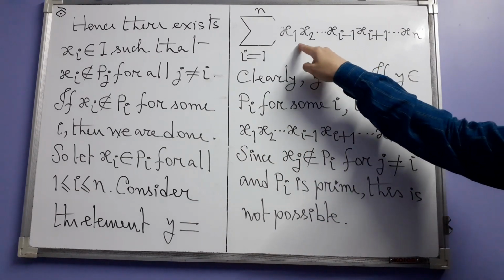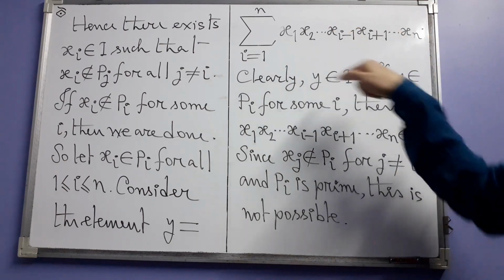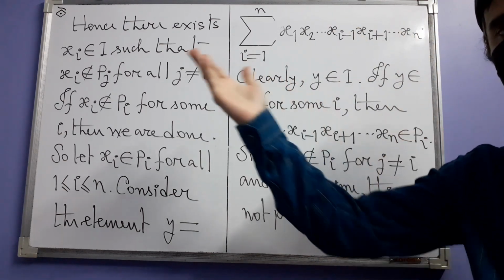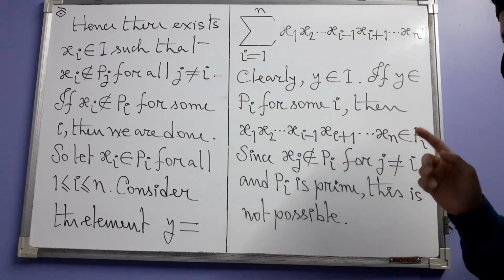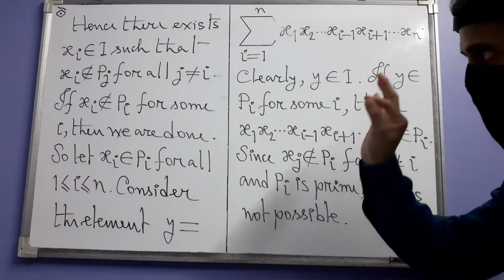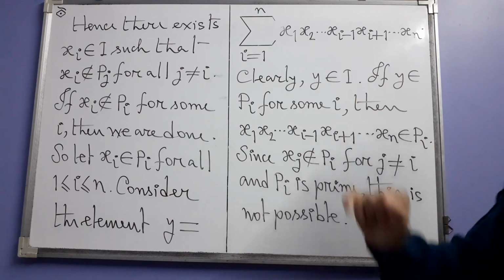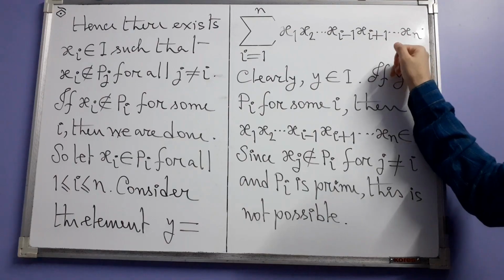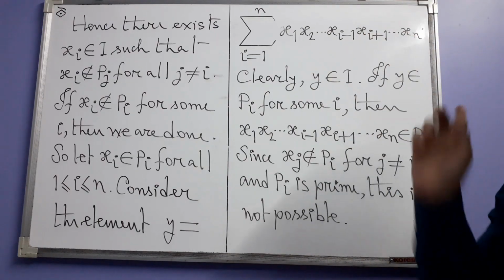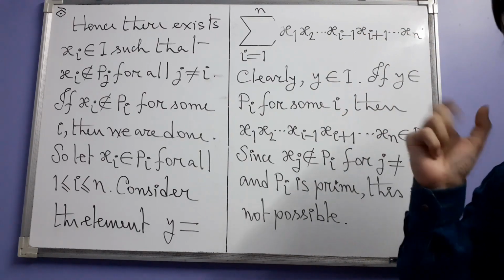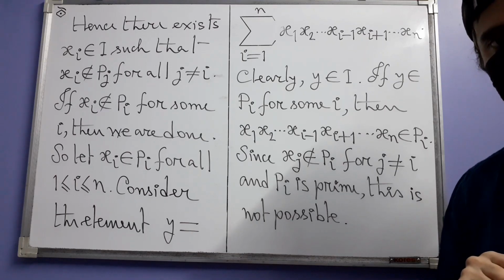There is one term, precisely one term in this sum, which does not have xi for that i, which is the ith term. In the remaining terms, all of them have xi. Alright.